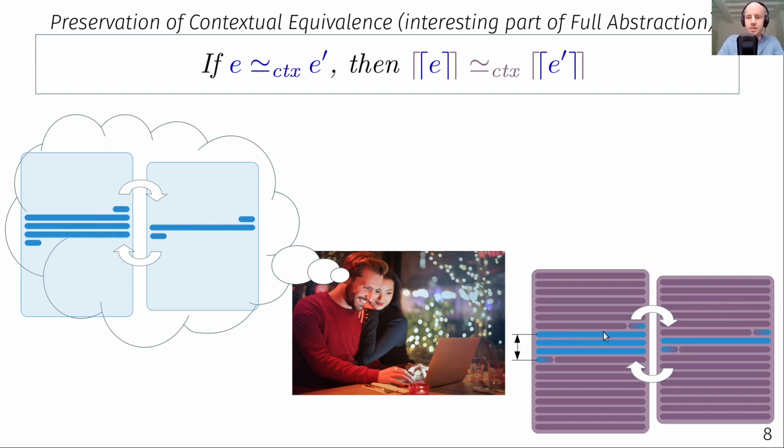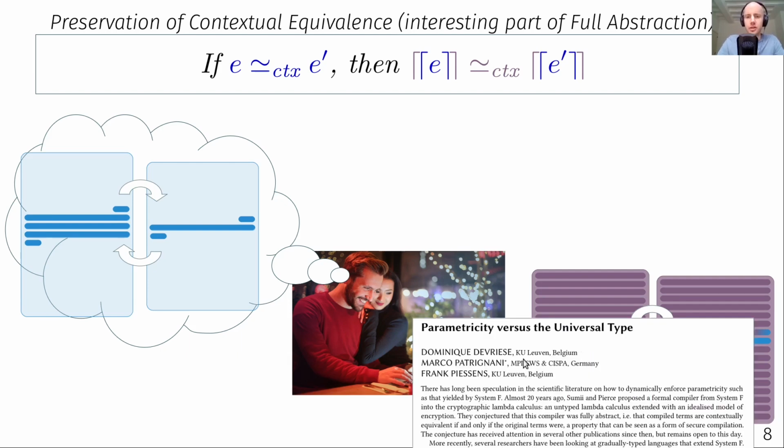So practically this means that given a gradual code base with some static code in it, we can just freely use the refactorings that we know from the static language. This has already been proposed by the paper called Parametricity versus the Universal Type. In our paper here, we investigated it a bit more thoroughly.